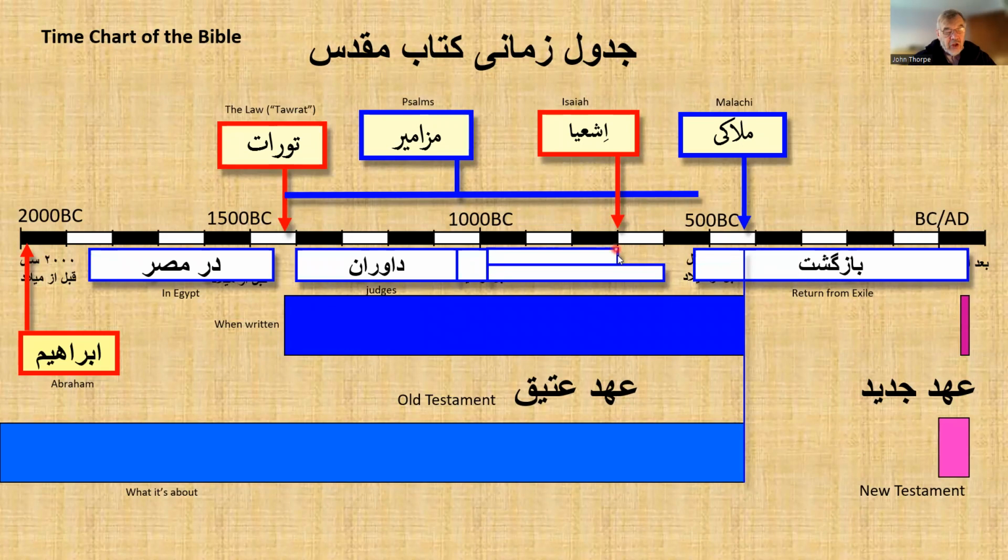But the northern kingdom is conquered by the Assyrians, Ashurian, and they come to an end about the time of the prophet Isaiah.